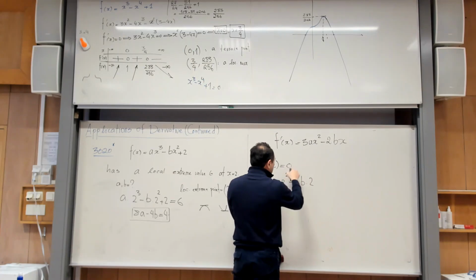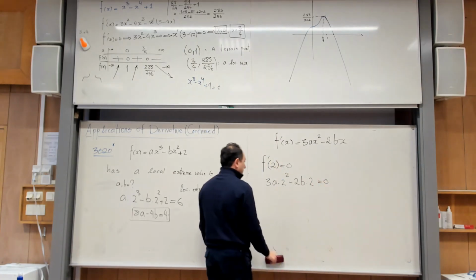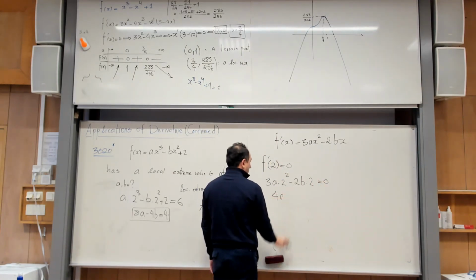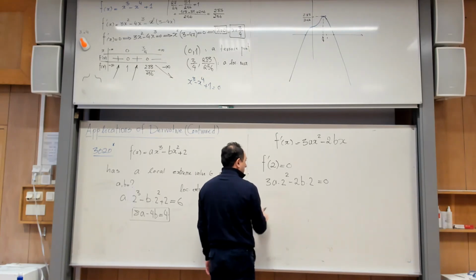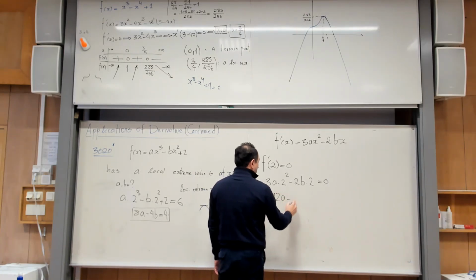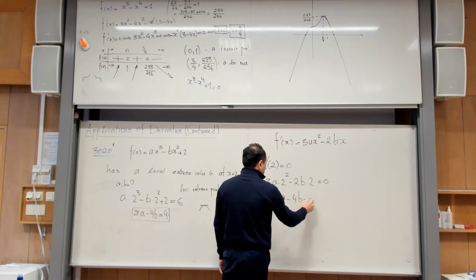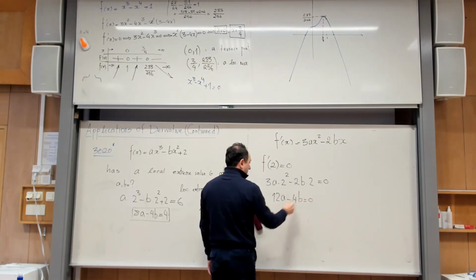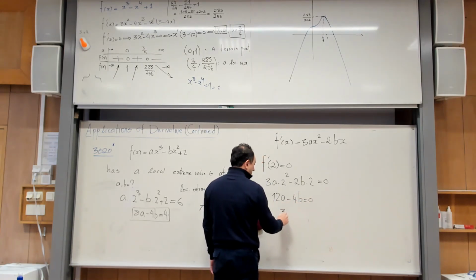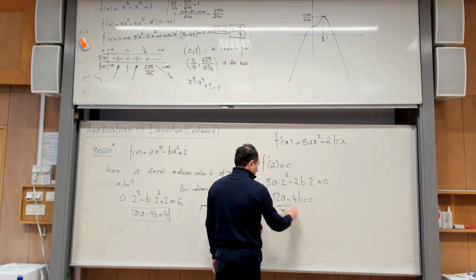The answer is supposed to be 0. This becomes 12a minus 4b equals 0. I move 4b to the other side and divide by 4. So this becomes 3a is equal to b.